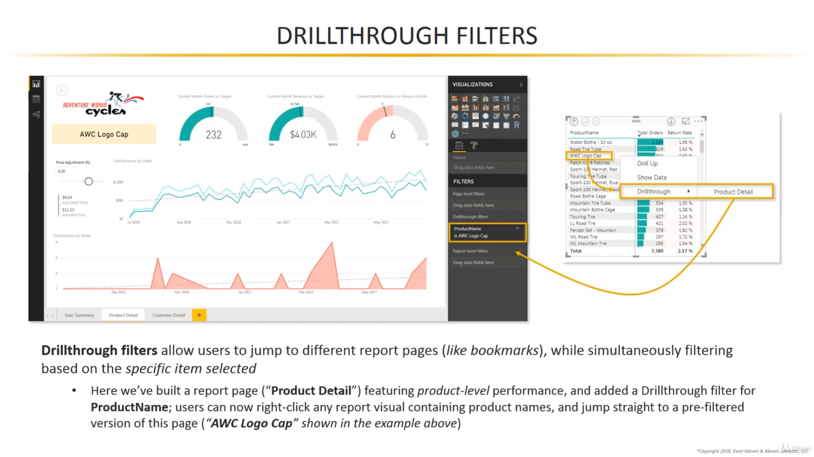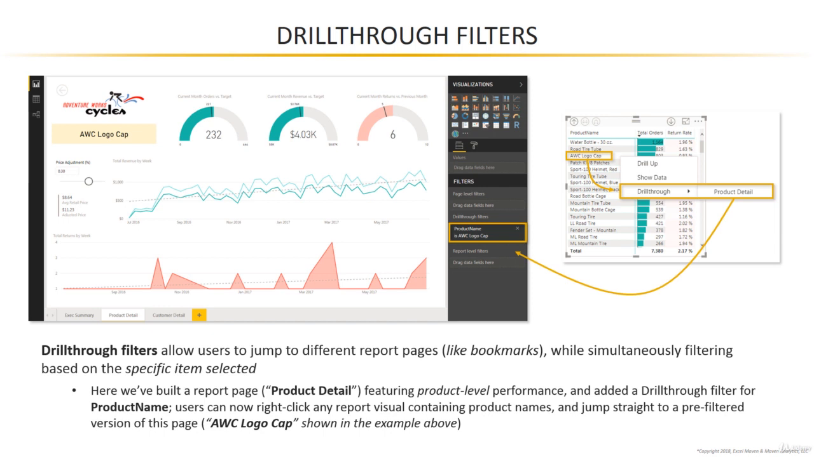This should look very familiar, featuring product level performance. Everything on this page is designed to show product level detail. And we've added a drill through filter for product name. What that means is that users can now right-click on any report visual on any other page in the report that contains product names and select the drill through option to jump straight to this product detail page. And not only that, but the page will filter simultaneously based on which product the user right-clicked.